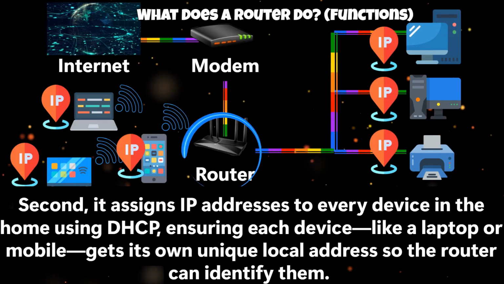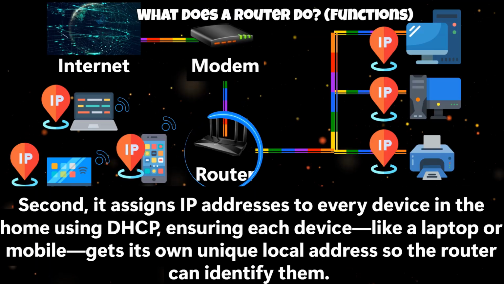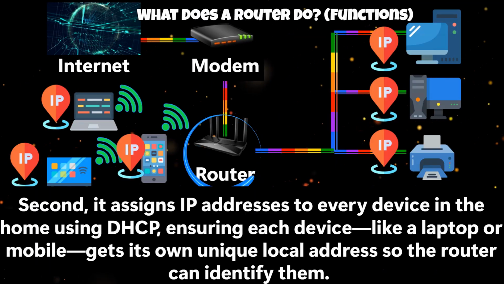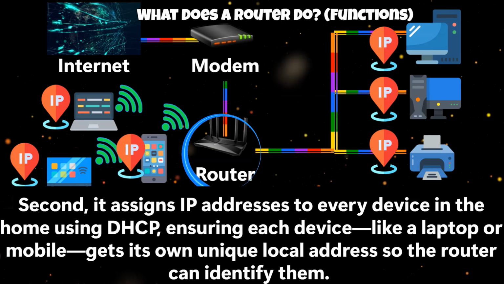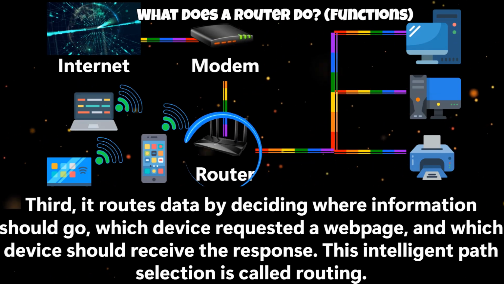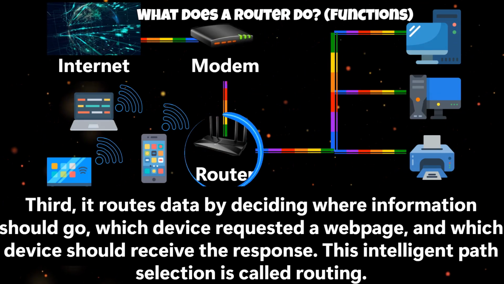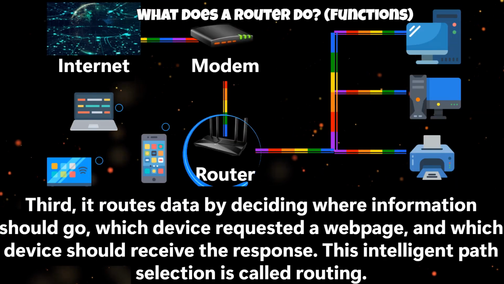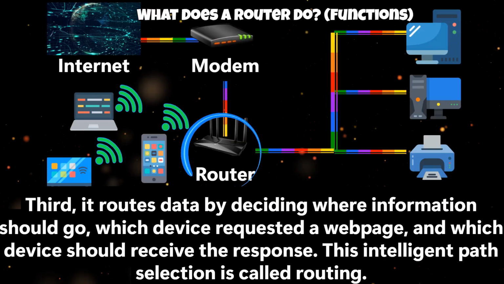Second, it assigns IP addresses to every device in the home using DHCP, ensuring each device, like a laptop or mobile, gets its own unique local address so the router can identify them. Third, it routes data by deciding where information should go, which device requested a web page, and which device should receive the response. This intelligent path selection is called routing.